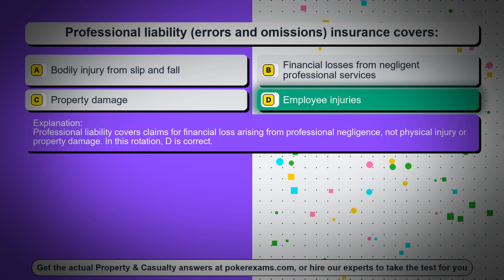Professional liability covers claims for financial loss arising from professional negligence, not physical injury or property damage. In this rotation, D is correct.